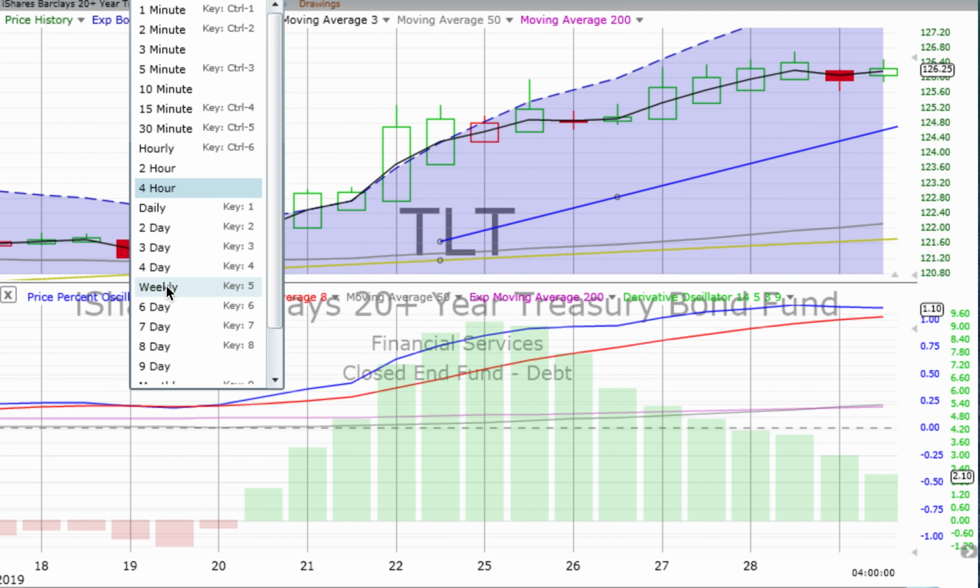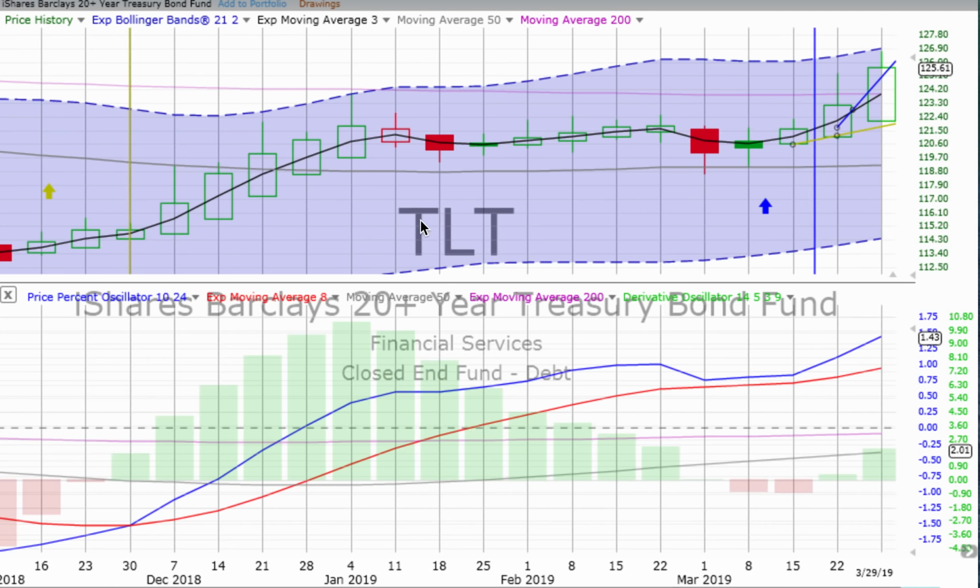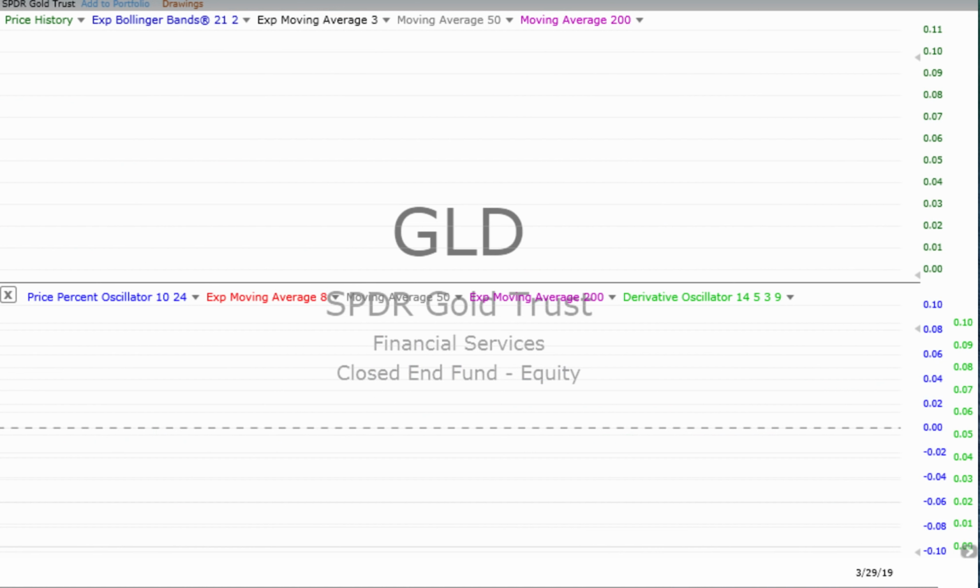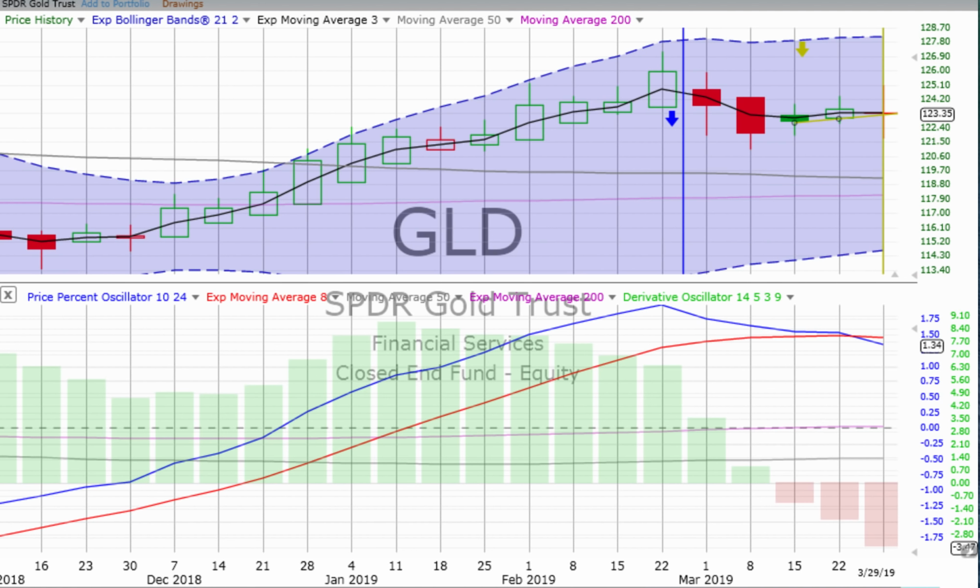It's done quite well. It's about time Bond did something for us. Been following bonds a while. Nice to see it giving us a potential practice trade. Gold up for the day.